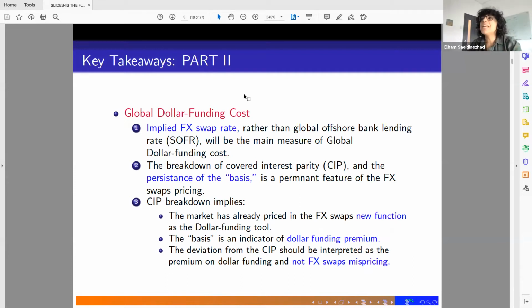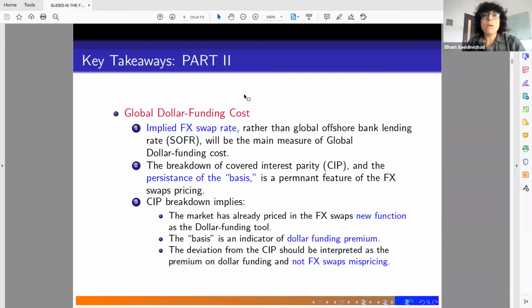The reason is that the CIP failure is basically the reflection that the demand for US dollar funding through the FX swap market has just increased. And as a result, this basis, which is the measure of the CIP breakdown, is simply showing us that there is a premium in the US dollar funding market, which makes sense because especially during a crisis, the demand for the best form of currency in the world, which is the US dollar, increases even further.